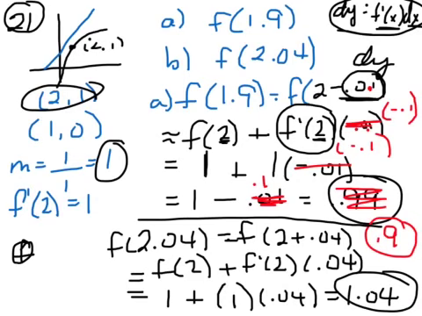I can estimate that y value by saying it's the y value at 2, but then there's a change in y that comes with this change in x. So anyway, this is how I would do 21. Now, the difference between 21 and 25 is that in 21, they gave me the graph and I had to count the slope off.